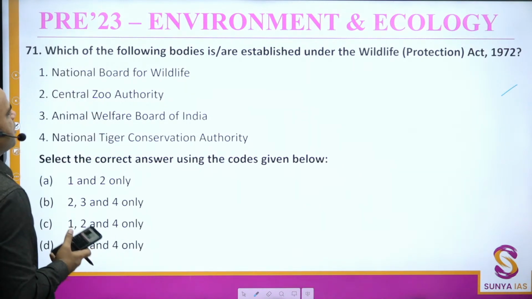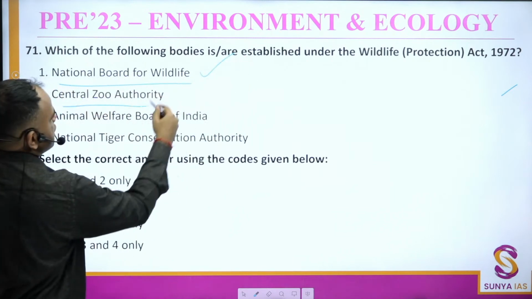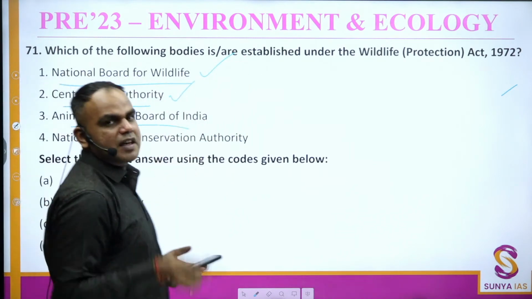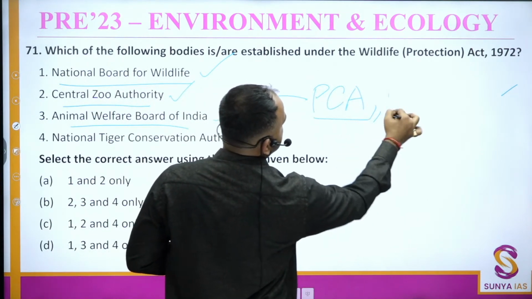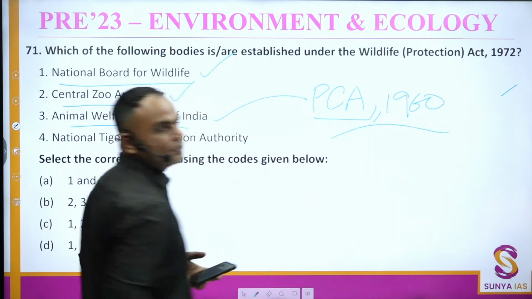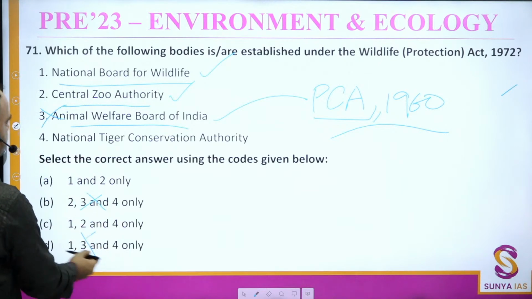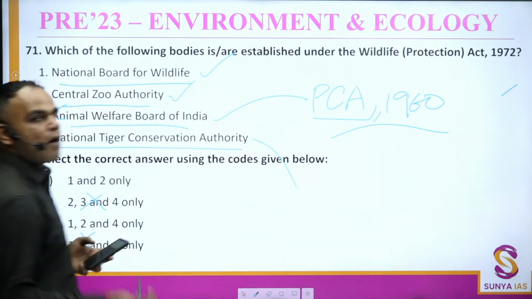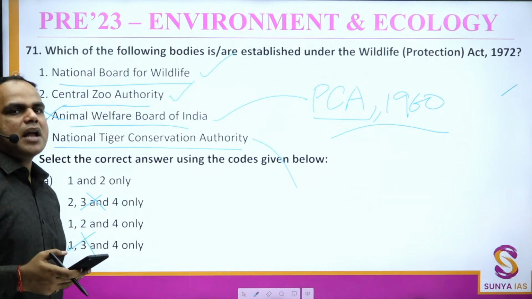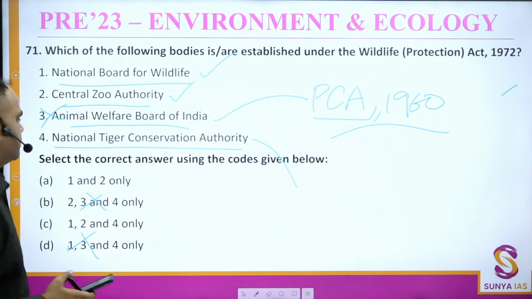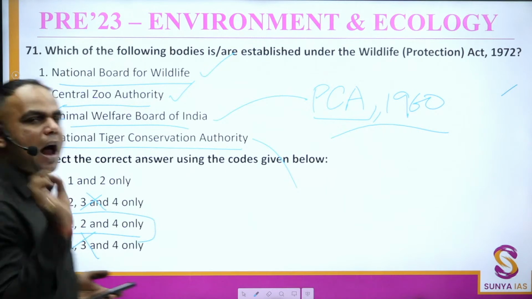This part also, a very easy question. The Wildlife Protection Act establishes which bodies? National Board for Wildlife, yes. Central Zoo Authority, yes. The Animal Welfare Board of India is actually created under the Prevention of Cruelty to Animals Act of 1960. So this part 3 becomes wrong. Eliminate 3. National Tiger Conservation Authority, we have already seen, yes, this is also formed under the Wildlife Protection Act of 1972. So this is also correct. So question number 71, the answer should be 1, 2 and 4.